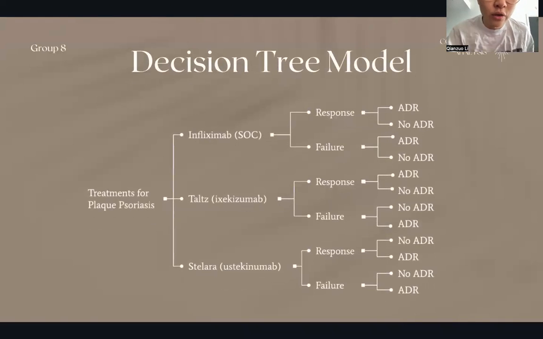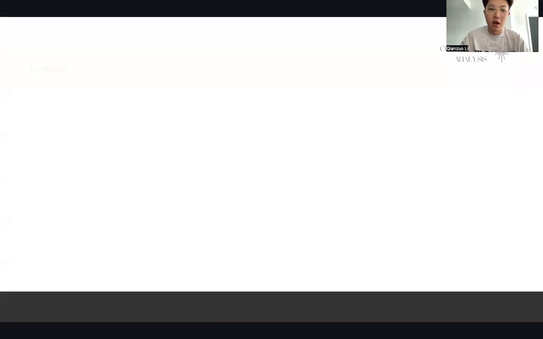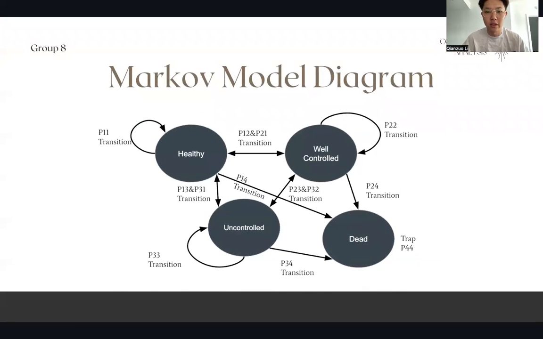Thank you, Qiaoshu. I'm going to talk about the decision tree model, with the treatments for plaque psoriasis. We have the three medications you already know: infliximab, Taltz, and Stelara. Each one comes with two options. The first option is response, the second is failure. Each option also comes with two different probabilities, ADR and no ADR. As you can see on the chart, it's very clear. The next part is the Markov model diagram.